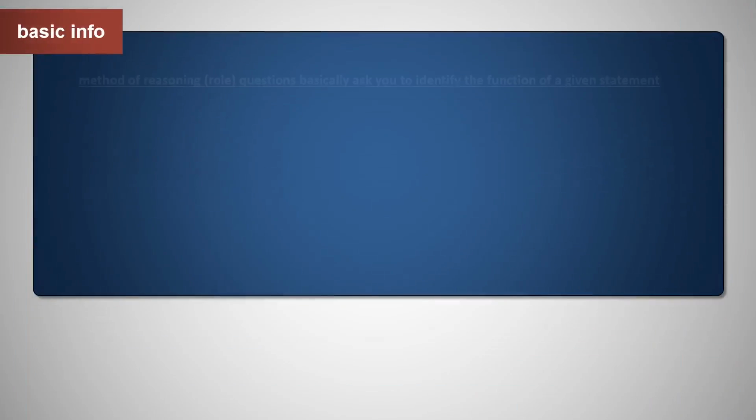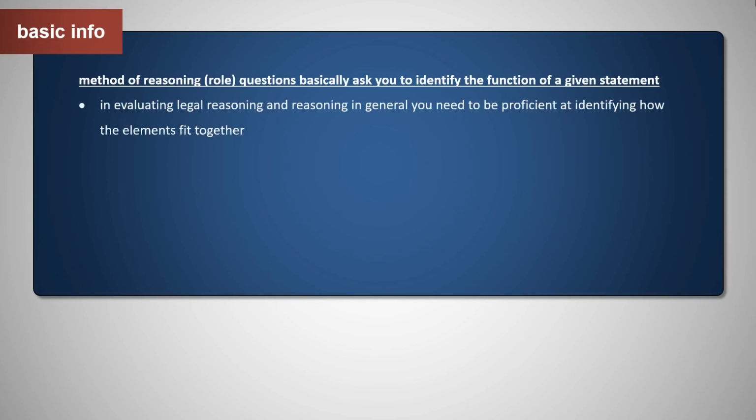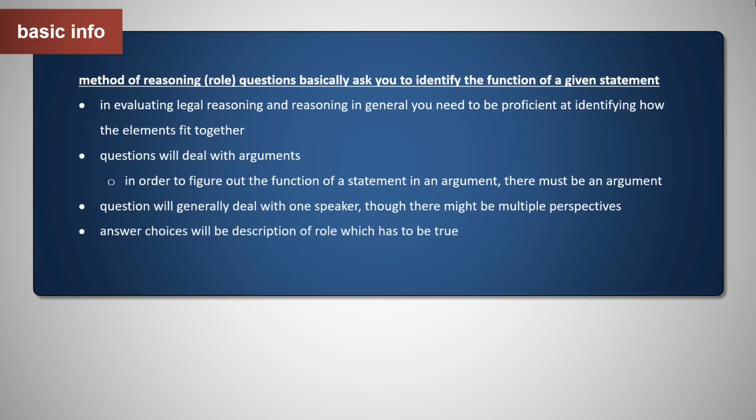All right, so in terms of the basic information, the method of reasoning role questions basically ask you to identify the function of a given statement. So in evaluating legal reasoning and reasoning in general, you need to be proficient at identifying how the elements fit together. These questions are going to deal with arguments because in order to figure out the function of a statement in an argument, there has to be an argument. And the question will generally deal with one speaker, though there might be multiple perspectives. The answer choices will be the description of the role, and the correct answer choice has to be true.